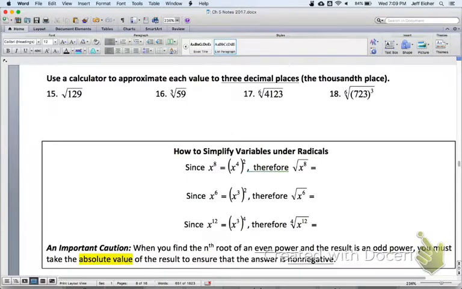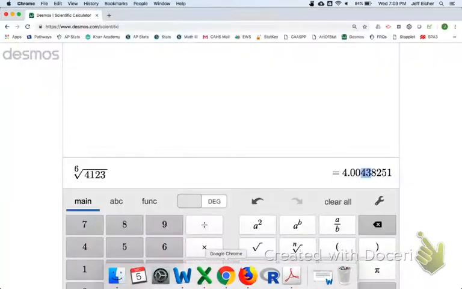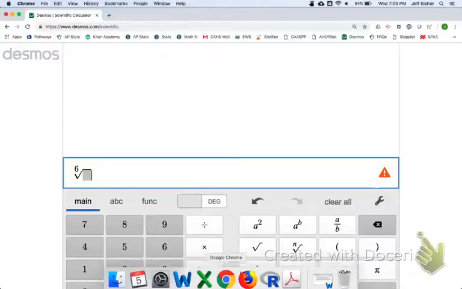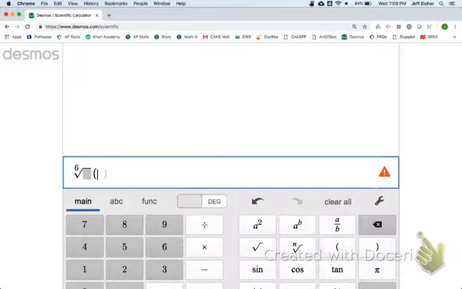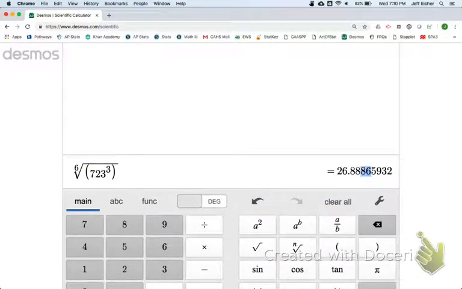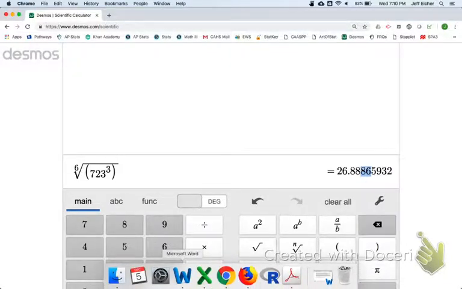And then lastly, we have the sixth root of 723 to the third. See if we could type that correctly in here. The sixth root of 723, is that what it said? Yeah, 723 to the third. Do I have parentheses here? Yep. Uh-oh, that's the wrong place for the parentheses. 723 raised to the third. And the answer you should get rounded to the correct decimal place would be 26.889. That would be the sixth root of 723 to the third. So make sure you know how to use your calculator to evaluate different roots.